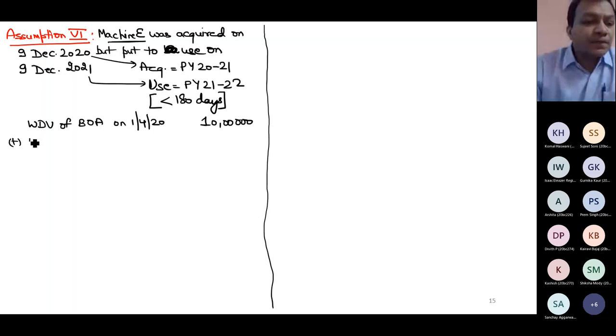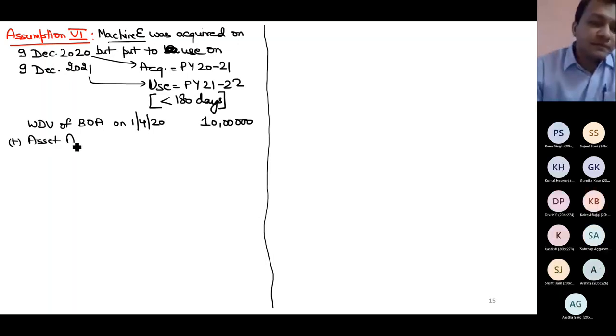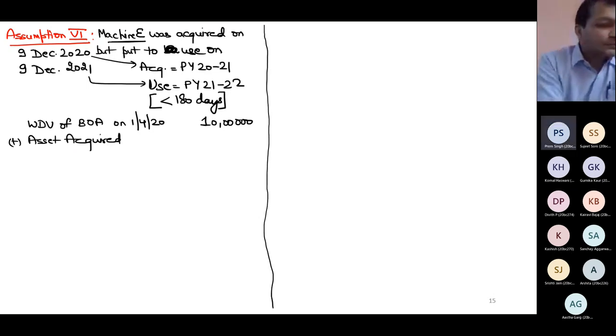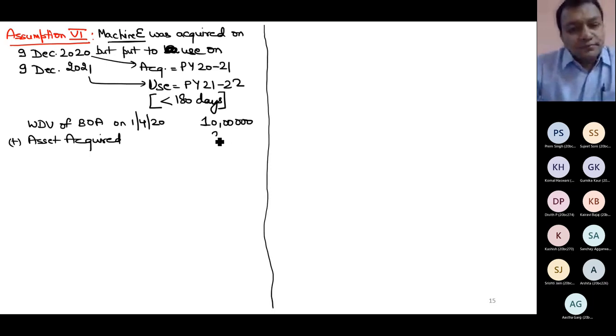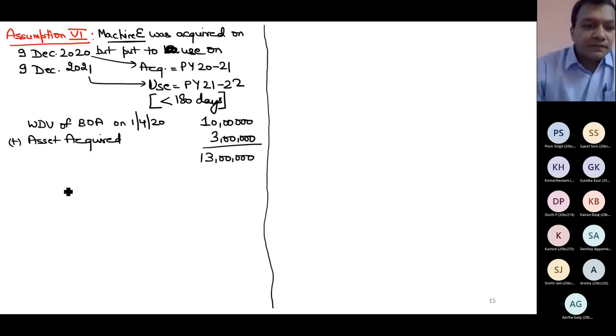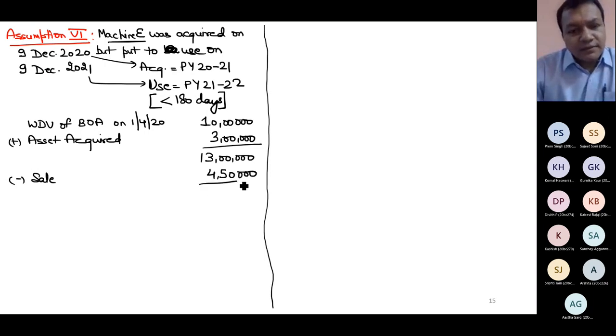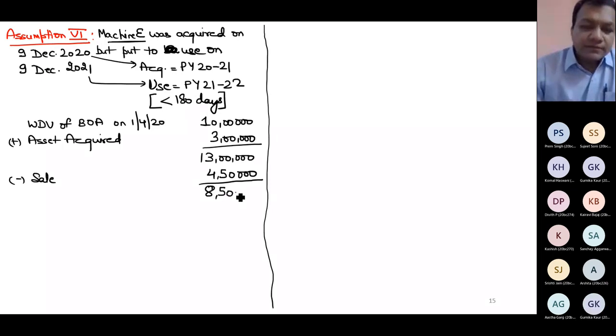When you say asset acquired, how much value you will add? Sir, 7 lakh. After this, I am adding 3 lakh. Total becomes 13 lakh. Less sale. How much was the original sale? 450. So it becomes 850.